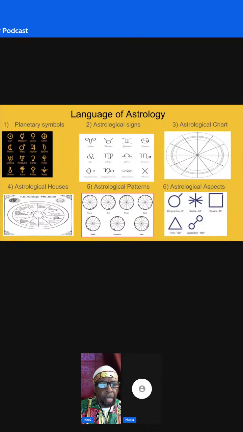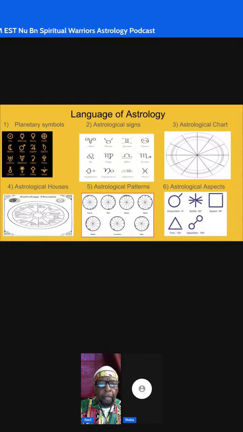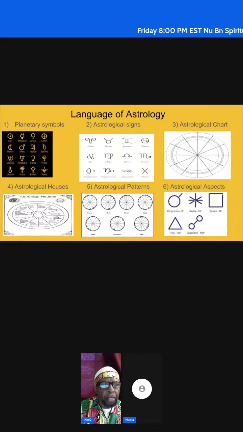In learning astrology, particularly the basics of astrology, it's very important that you are familiar with certain foundational pieces. So I'd like to share some of those foundational pieces with you right now. To begin, I want to talk about the planetary symbols. Now, these planetary symbols represent certain planets or asteroids, and they convey a matrix of information.